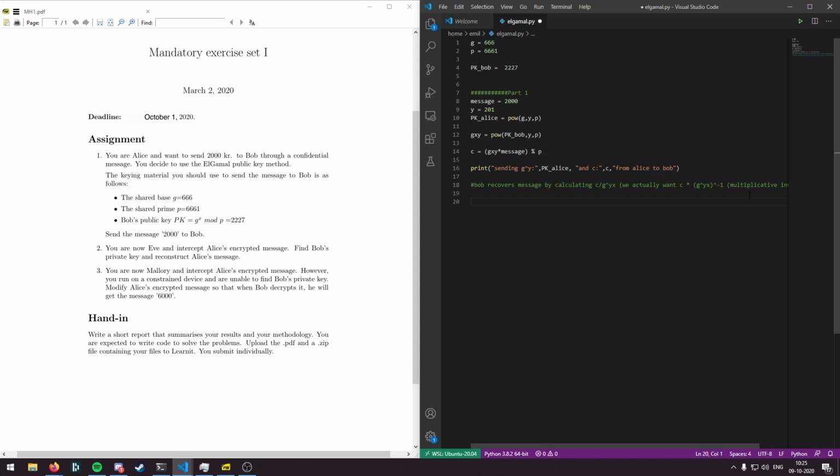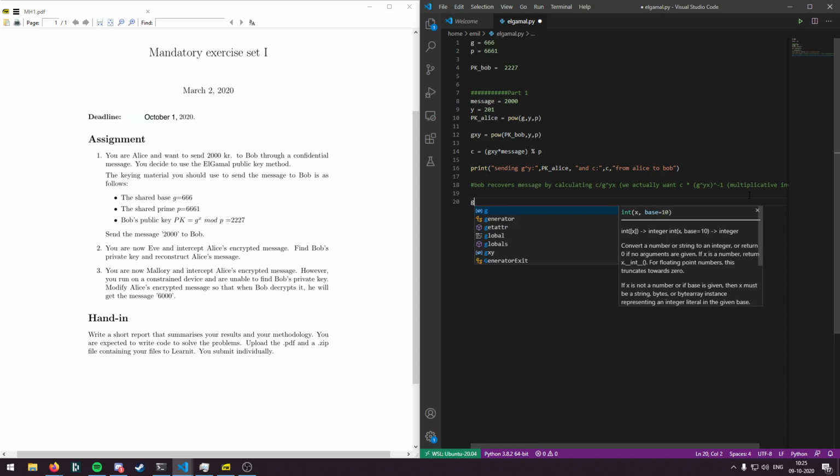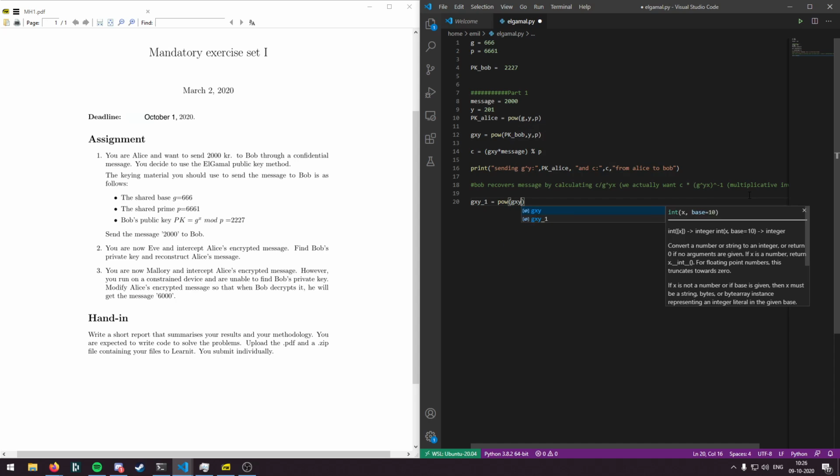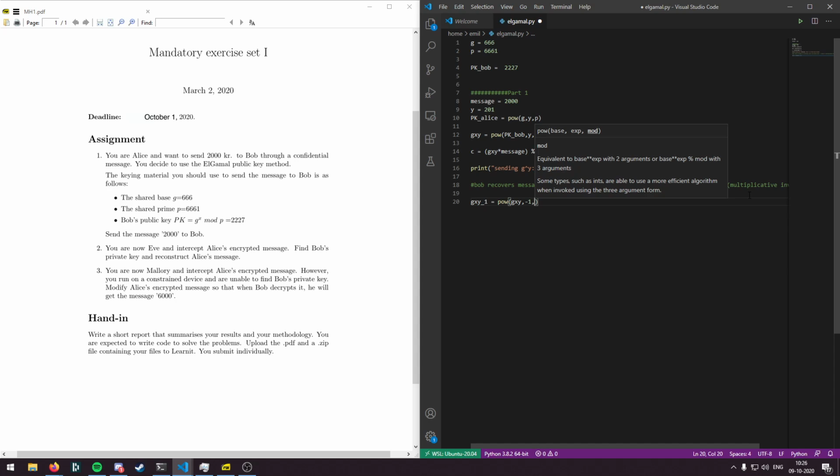So we get the gxy minus 1, the multiplicative inverse, by saying, and this is the part I will explain in a bit, I'll just write it out first. Pow, and we need gxy minus 1 under p. And then the message reconstructed. I'll just go through this. This might not make a lot of sense to those of you who just divided, but let me show you why.